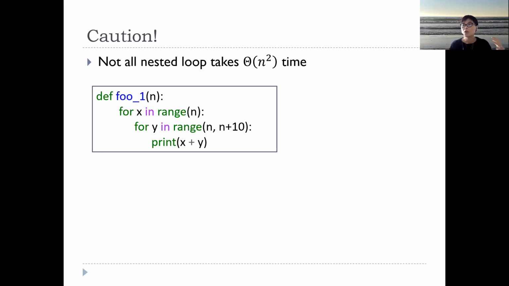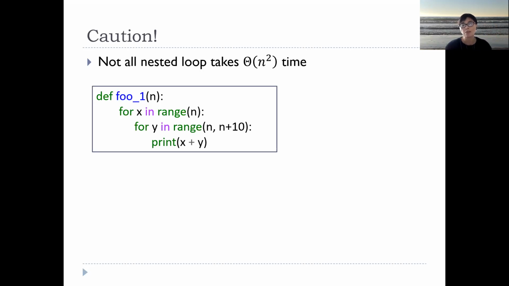Because if you want to know how much time an outer loop takes, you have to know how much it takes inside. So you always go inside out, no matter how many layers you have. The second thing that we have to be careful about is that it's not the case that if you see nested loops, then each nested loop always gives you time n.